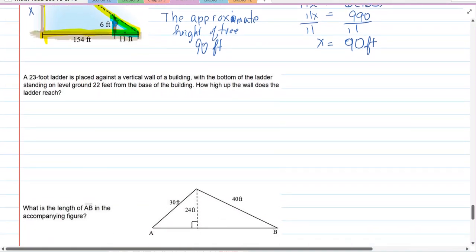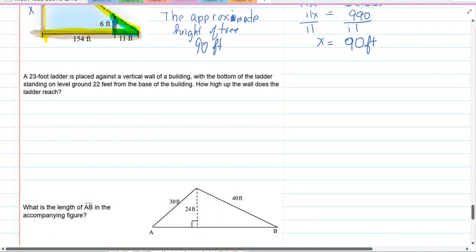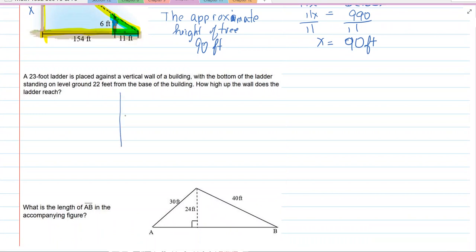All right, so then we have this one. A 23-foot ladder is placed against a vertical wall. This is our hypotenuse. And the bottom of the ladder, standing on level ground, is 22 feet from the base. How high is the wall?